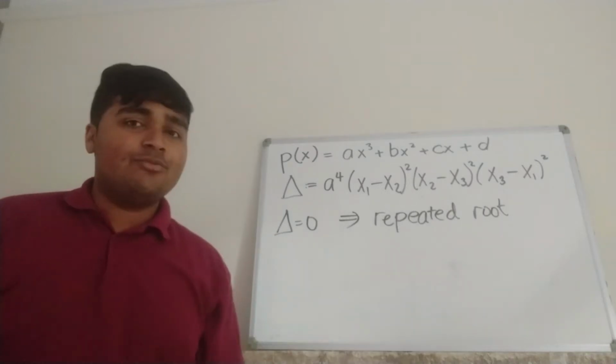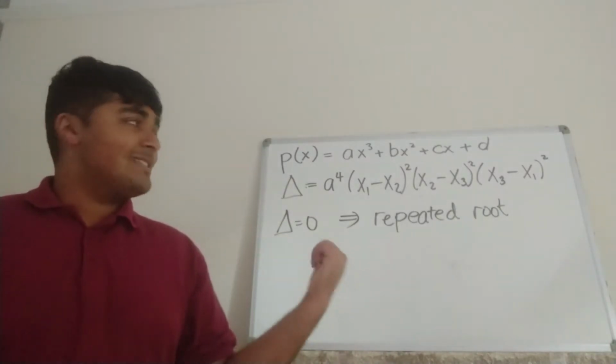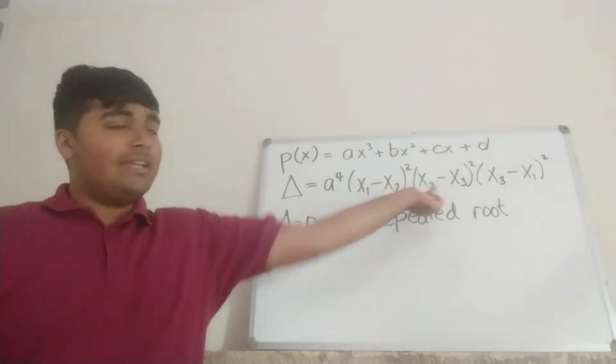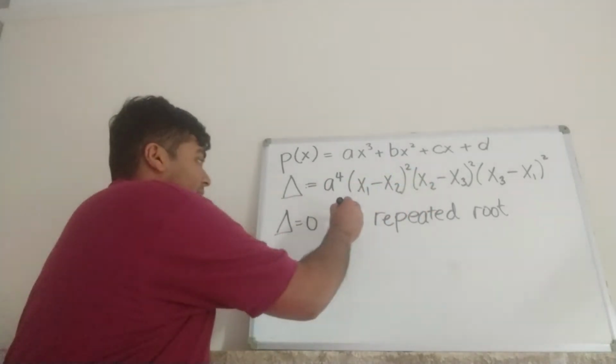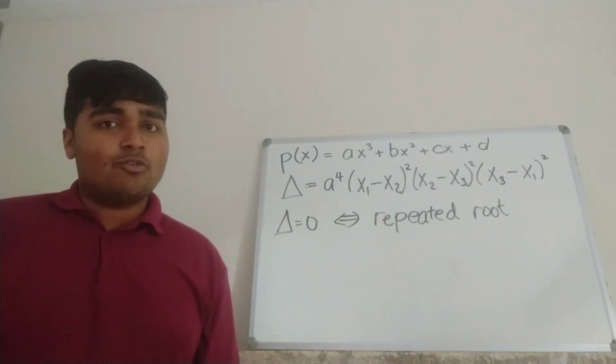If we have a repeated root, then let's say x1 and x2 are repeated, then that means x1 minus x2 is 0, so this whole thing is going to vanish. So we get that the discriminant is 0. So discriminant equals 0 if and only if we have a repeated root.